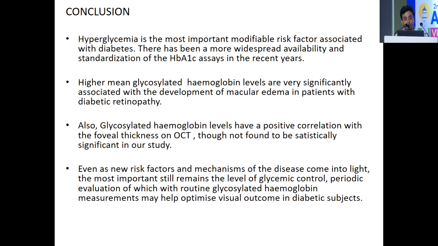So in conclusion, we can say hyperglycemia is the most important modifiable risk factor in diabetes. There has been a more widespread availability and standardization of HbA1c level in recent years. High mean glycosylated hemoglobin levels were significantly associated with development of macular edema in patients with diabetic retinopathy. Also, glycosylated hemoglobin levels have a positive correlation with foveal thickness on OCT, though not found statistically significant in our study. Even though new risk factors and mechanisms of disease have come to light, HbA1c level and glycemic control is more valuable in diabetes patients.